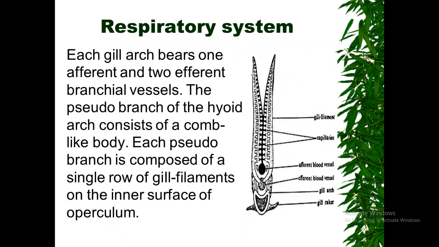Each gill arch bears one afferent and two efferent branchial vessels. The pseudobranch of the hyoid arch consists of a comb-like body. So this is the gills, and this is called gill raker, and this is the gill arch, and this is gill filament or gill lamellae, and there are capillaries, and there is an afferent blood vessel and an efferent blood vessel.